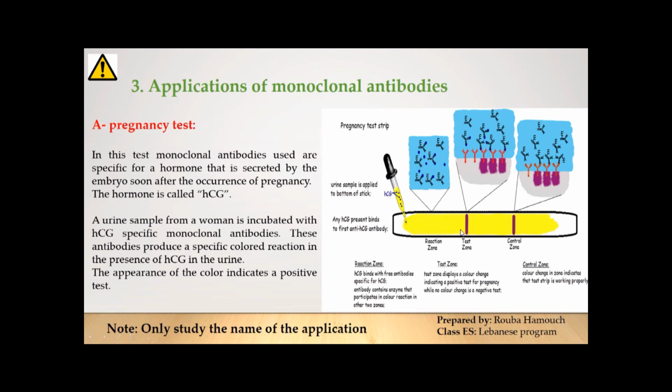HCG makes a chemical reaction with anti-HCG antibodies found in the test strip, and a color change appears indicating a positive test. Note that you don't have to memorize the steps of this technique. You should only name one application of monoclonal antibodies. So only study the name of the application, which is pregnancy test.